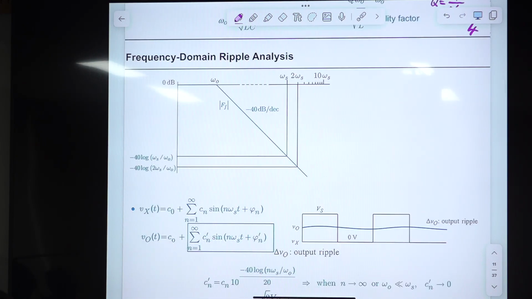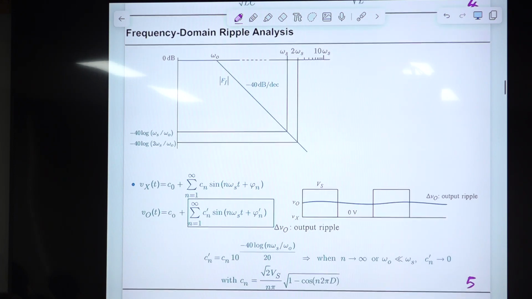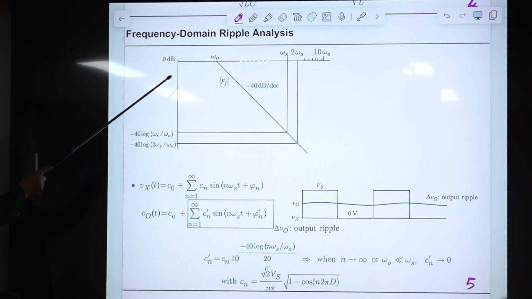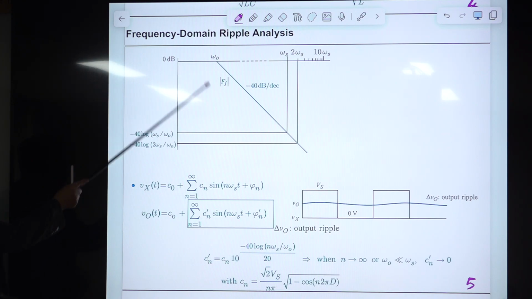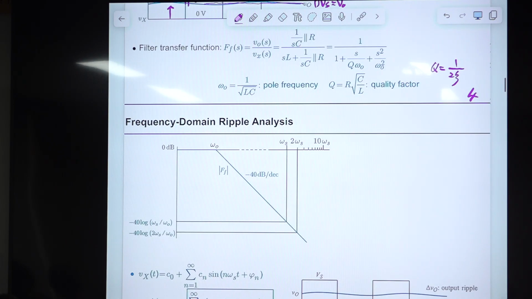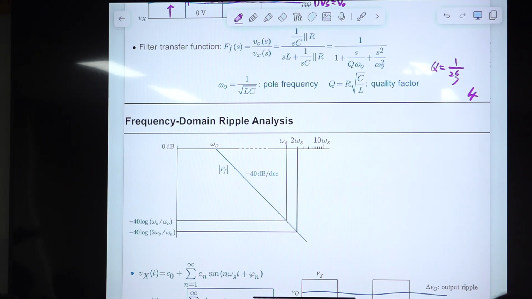So, frequency domain ripple analysis using this transfer function. Let me explain the concept of this first, and some details will come later. This is the Bode plot of the frequency response of this transfer function. I'm using the terms frequency response and Bode plot, so probably all of you are familiar with these terms from other courses. Okay, so this is an asymptotic plot. Before this omega naught, the double pole frequency, the gain is just 1, which is 0 dB. So it starts from 0 dB.